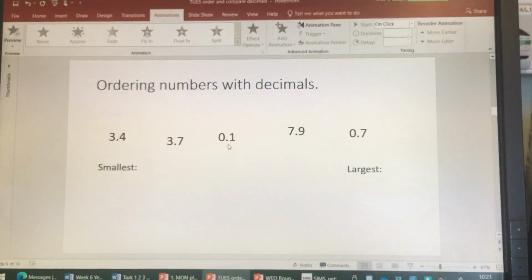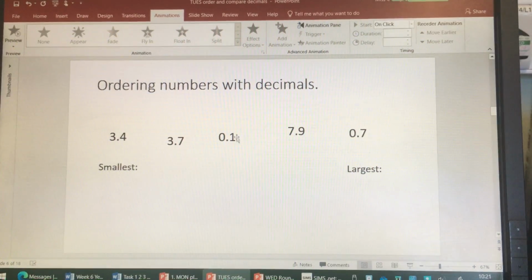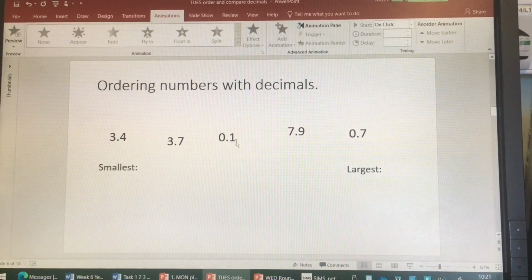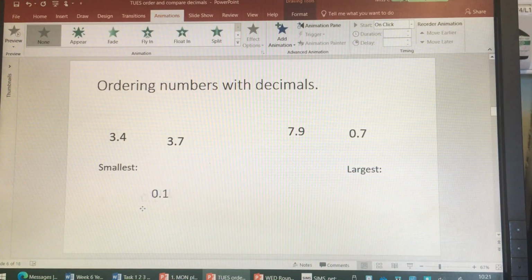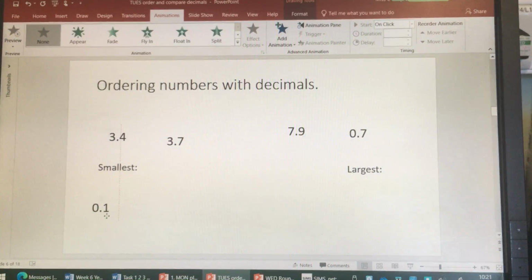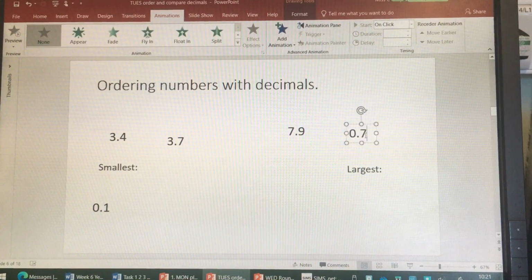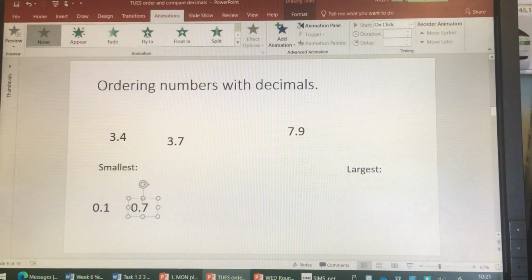Now we've got 5 numbers here. 3.4, 3.7, 0.1, 7.9 and 0.7. I'll start off with the ones. So this has 3 ones, 3 ones, no ones, 7 ones and 0 ones again. So I'll look at these 2 a bit more closely because they both have the fewest ones. This one has 1 tenth and this number has 7 tenths. I know this one must be the smallest then because it's got the lowest amount of tenths out of these 2 numbers. And then this one goes next.